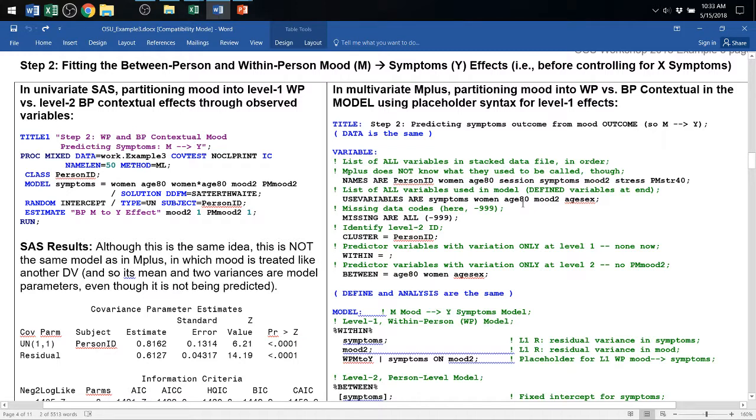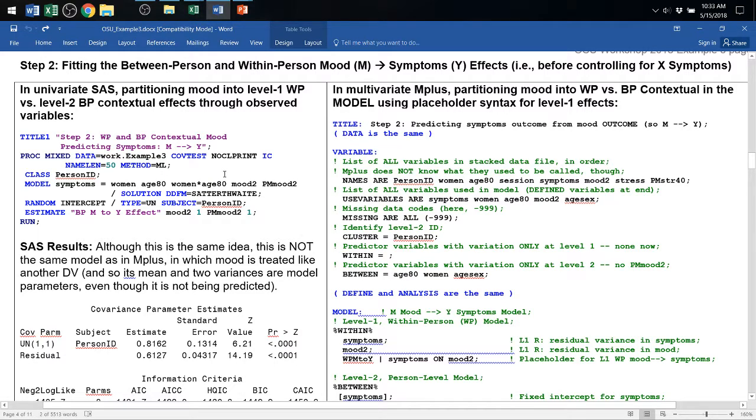Step 2. So first I wanted to see if stress predicted symptoms before controlling for my mediator. Likewise, I'd like to know if my mediator predicts symptoms before controlling for stress. Then we'll see if they both predict symptoms after controlling for the other.